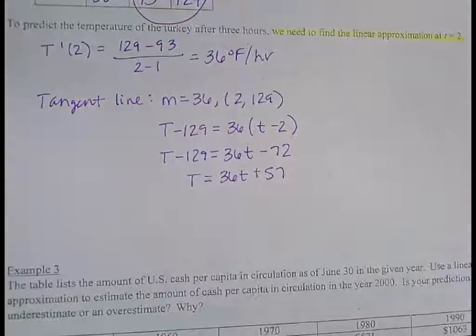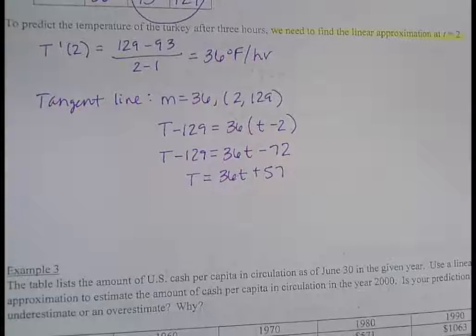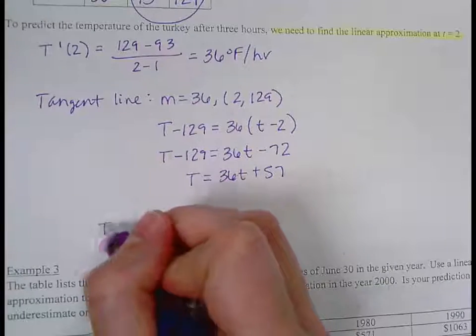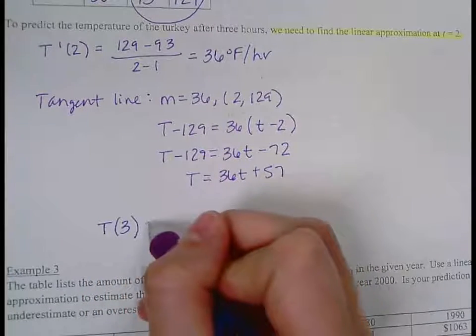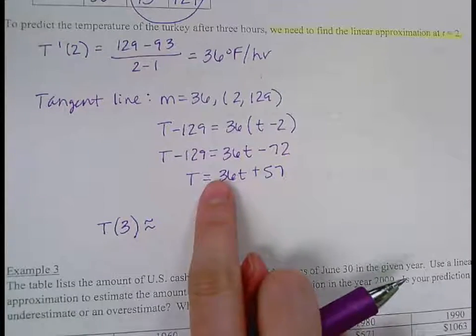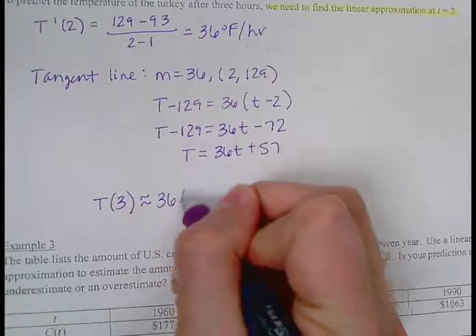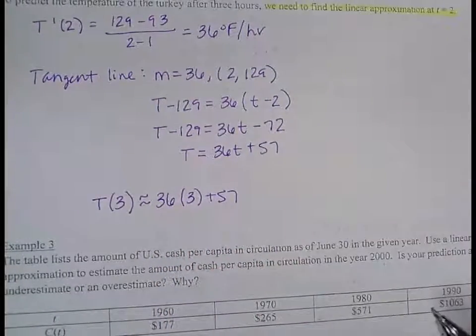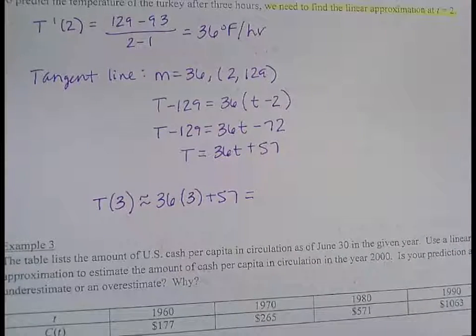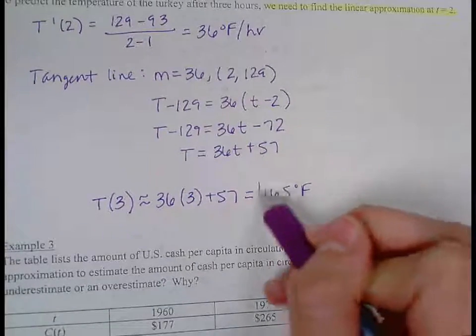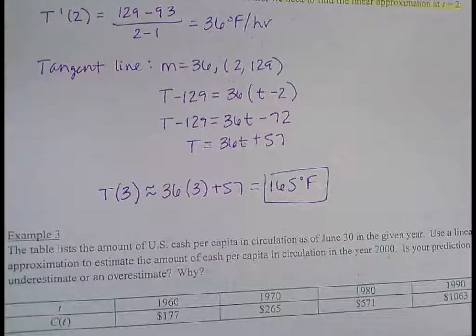So for the linear approximation, again, your curve is approximately equal to your tangent line. So if I wanted to find T of 3, this is approximately going to equal, if I substitute 3 into my linear equation here, 36 times 3 plus 57. And that would be 165 degrees Fahrenheit. So after 3 hours, our linear approximation says this will be the temperature of the turkey. Again, approximately.